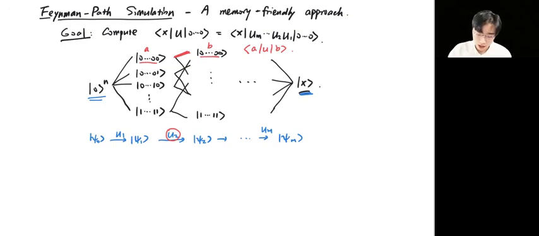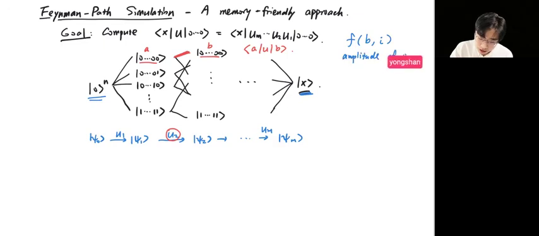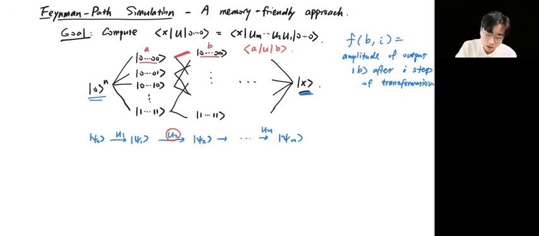Now, for shorthand, let's call the function f(B, i) the amplitude of output string B after i steps of transformation, which means the final value that we want to compute here is the function f(x, m), so the amplitude for output x after m steps of transition or transformation.